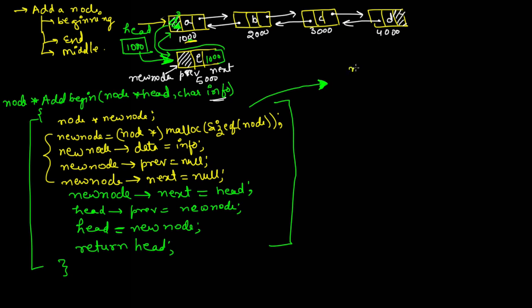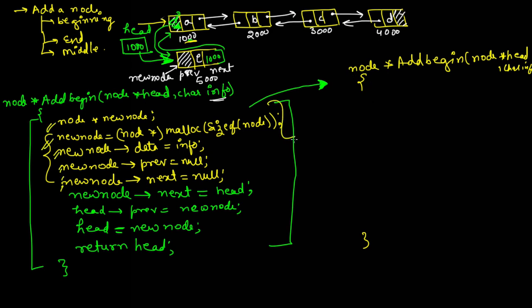You just have to write node star add begin. Okay, and then node star head comma character information. Then you can perform all these four operations here. That means including this operation here, you have created a new node. Now you have to check whether there is a linked list present or not.